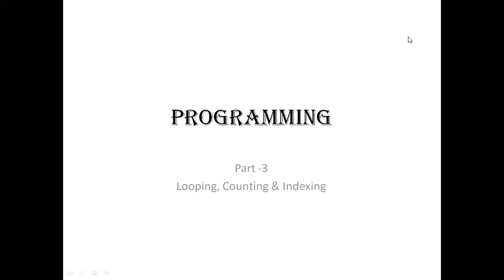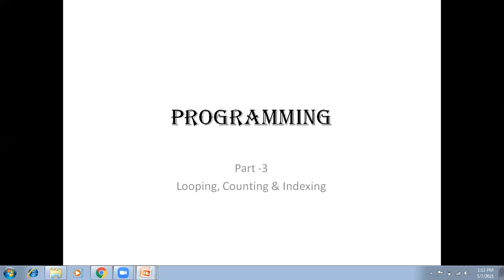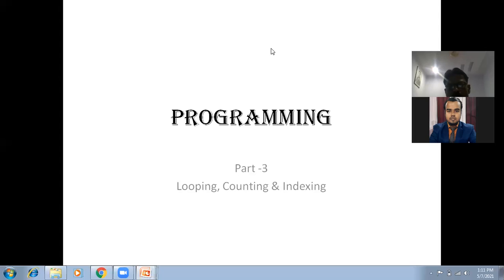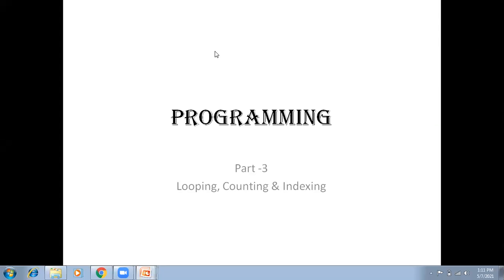This is another process of programming that is called looping, counting, as well as indexing. We already know that looping is a process in which, whenever we have to do certain operations in a continuous way, we have to repeat the same process many times, and that can be done with the help of looping.